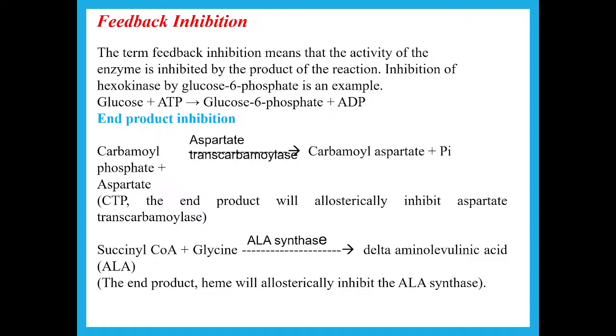This delta amino levulinic acid is the first step, which reacts with glycine in the presence of ALA synthase. This ALA synthase gives the delta amino levulinic acid formation. The end product, heme, will allosterically inhibit the ALA synthase.